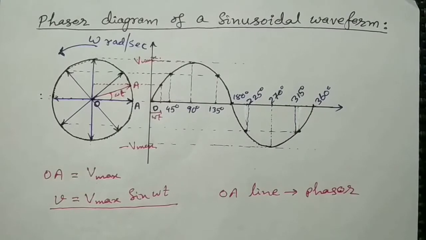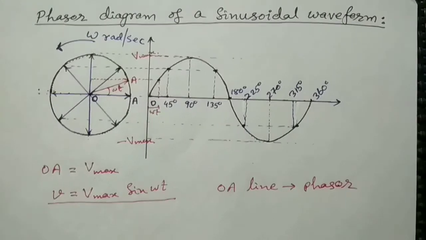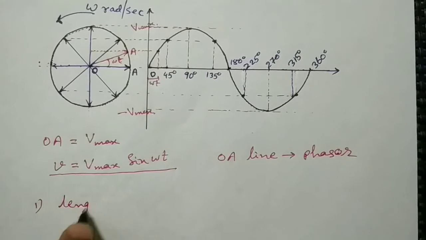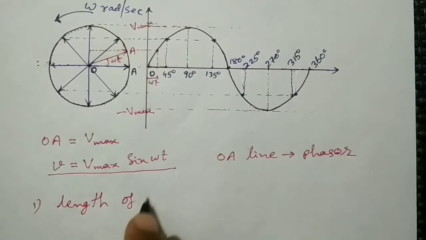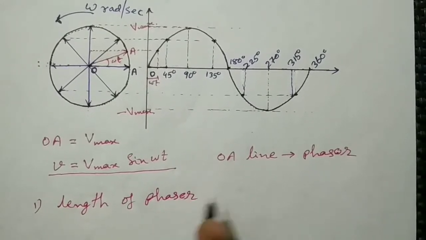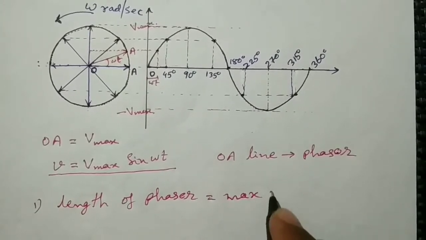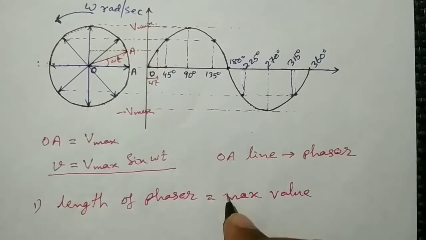Remember one thing, the phasor is assumed to be rotating in anti-clockwise direction. And we have to remember some points. The first point is, its length will be equal to the maximum value of the alternating quantity.